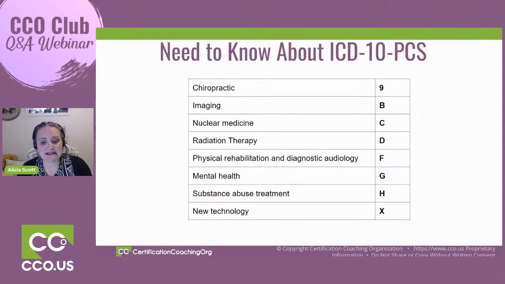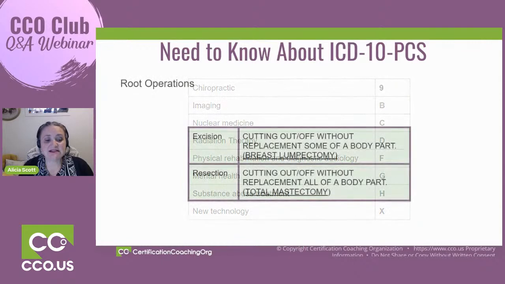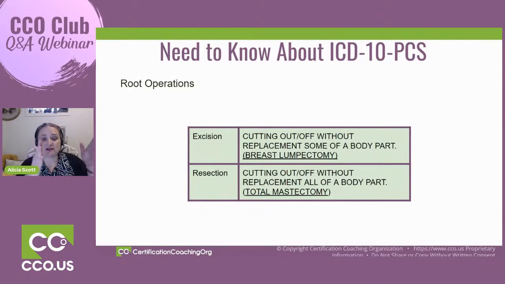Radiation therapy is a D. If we're doing rehab, whether it's physical rehabilitation or diagnostic audiology, that will start with an F. Mental health is a G, and you could remember that by you want to feel good, right? Substance abuse treatment is H, new technology is X, and that concludes the sections. And so that the first character is called the section.